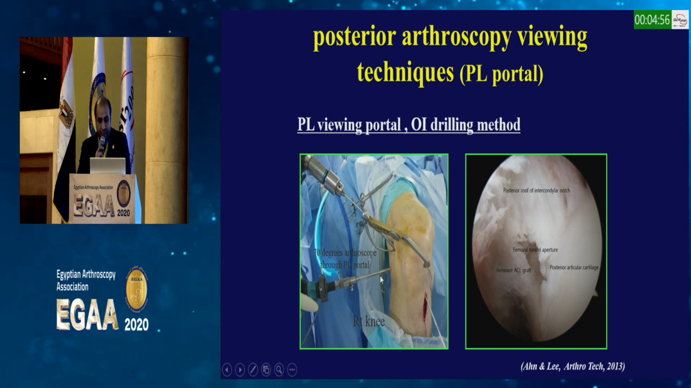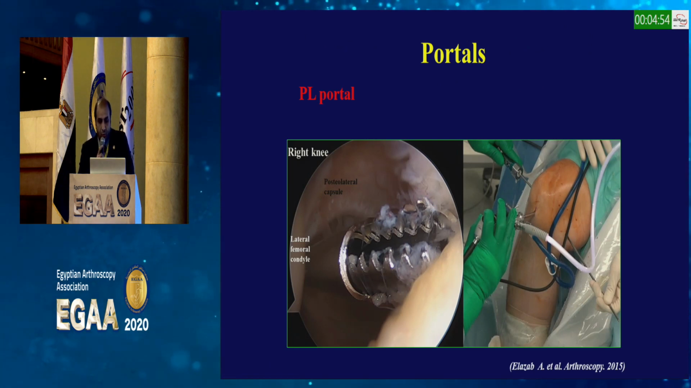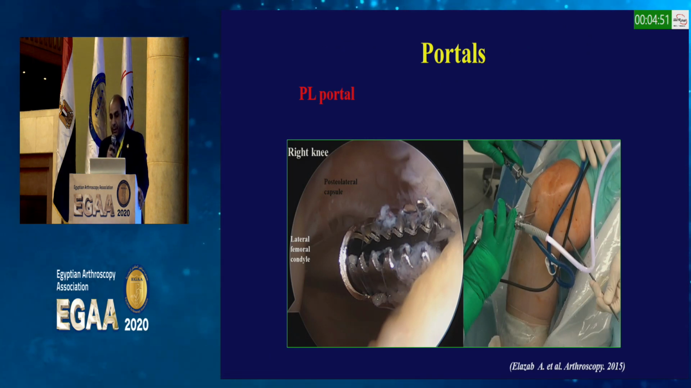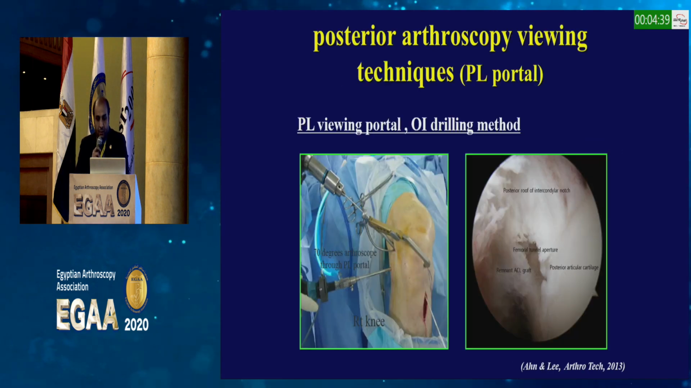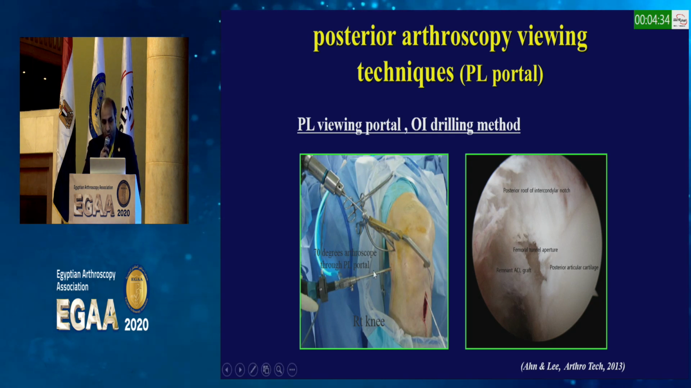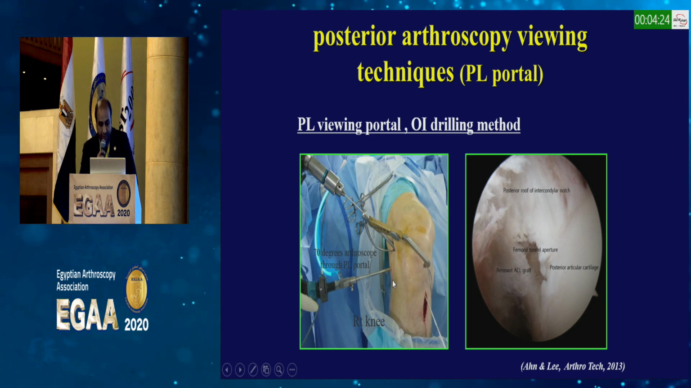In order to do this technique, we have to make a posterolateral portal by introducing the arthroscope from the anteromedial portal and passing it into the posterolateral compartment, palpating the soft tissue and using trans-illumination, and making a posterolateral portal. Also, we have to use a 70-degree arthroscope, as the arthroscope is introduced just behind the lateral femoral condyle, just behind the ACL femoral footprint.